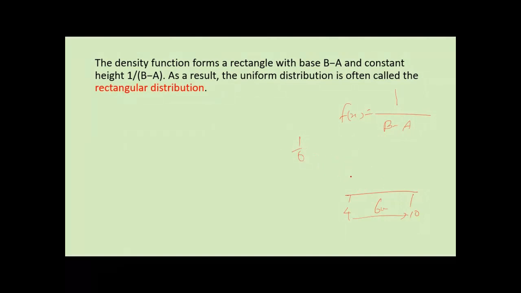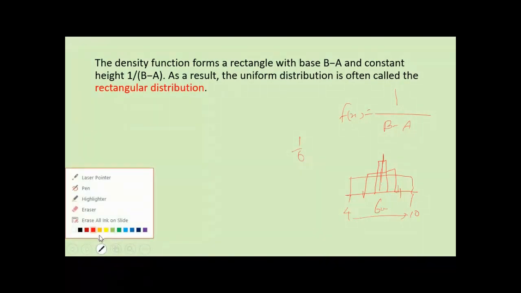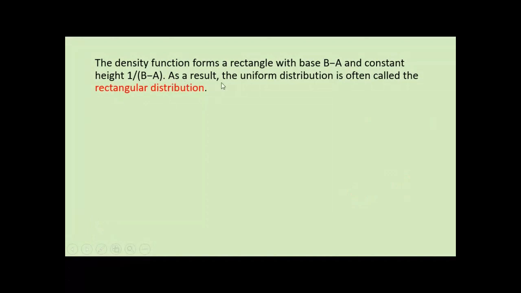If 1 over 6 is found, it will be here, isn't it? When you come closer, the height will increase. When you come even closer, the height will increase. It will go like this, isn't it? So this kind of graph you will get. So we call it a rectangular distribution as well.